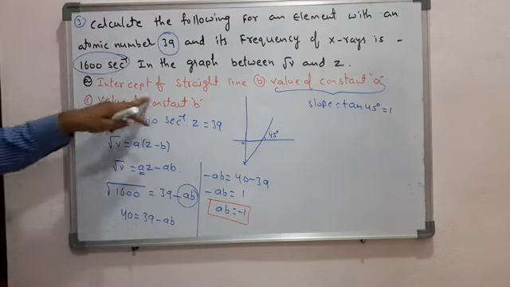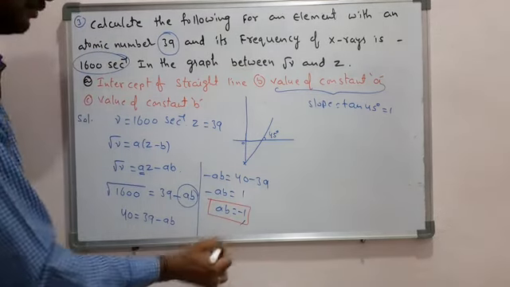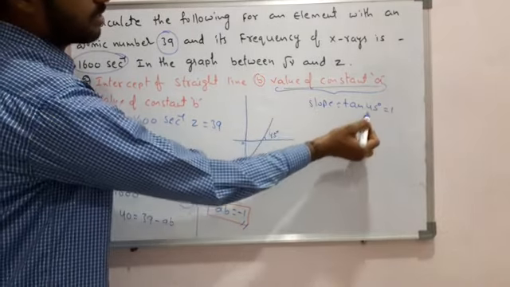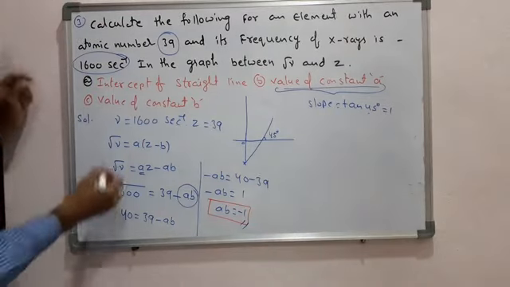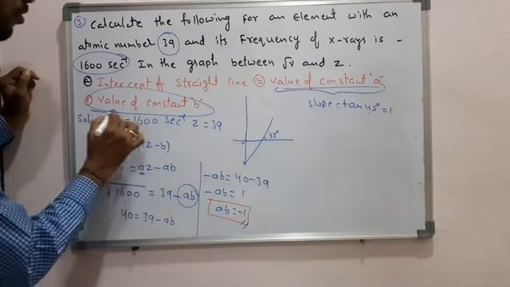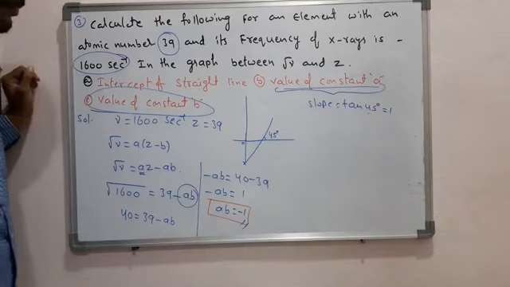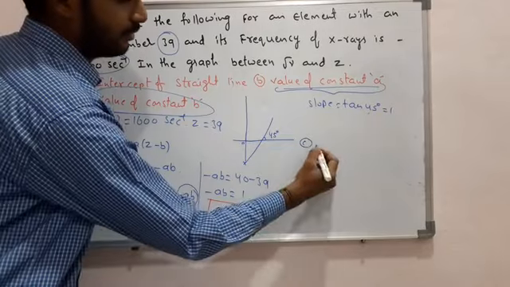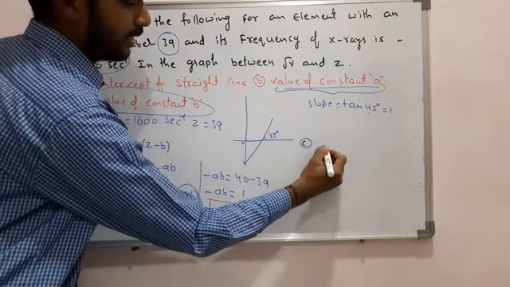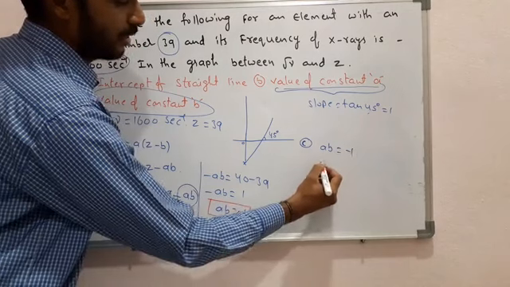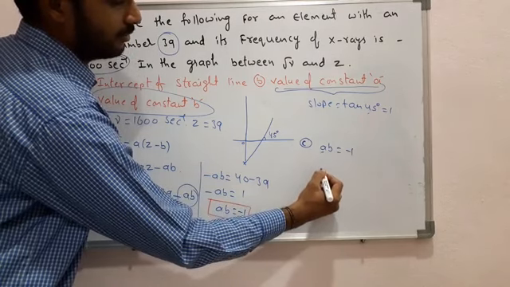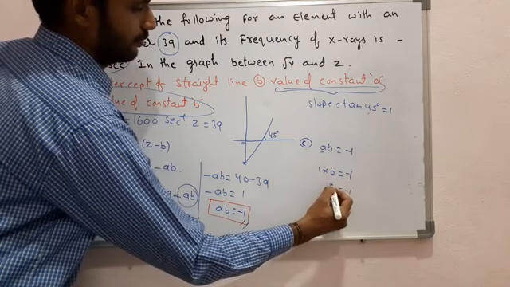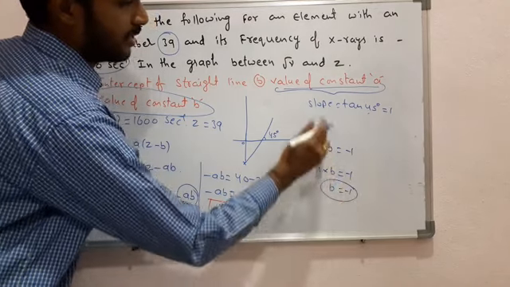So the intercept AB is equal to minus 1, and this is the intercept of the straight line, minus 1. We also already calculated the value of constant A, the slope, which is equal to 1. Next we need to calculate the value of constant B. We know that AB is equal to minus 1, and we got that the intercept AB is minus 1. Already we know the A value is 1, so the B value is minus 1.